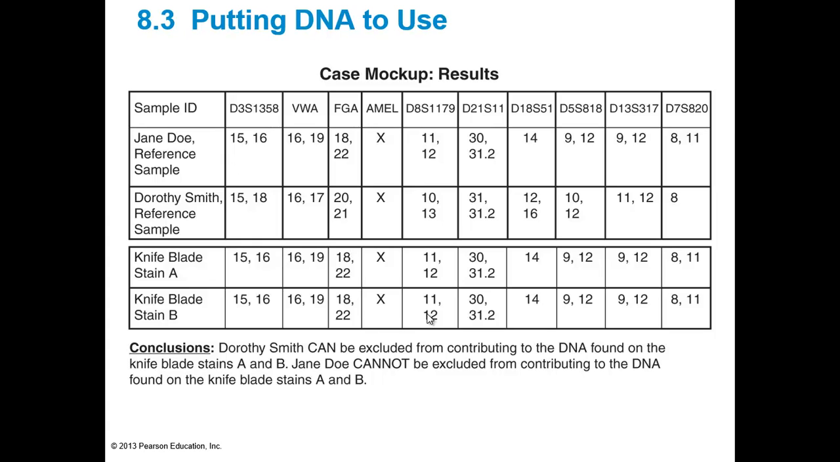Okay, and so here is a mock-up. And we have Jane Doe and Dorothy Smith. And you can see Dorothy Smith right away can be excluded because you look at the first locus tested, D3S1358, and Dorothy Smith is 15,18, and the evidence is 15,16. The bad news is for Jane Doe, she cannot be excluded because her alleles match up directly with the two stains that were taken from the knife blade.